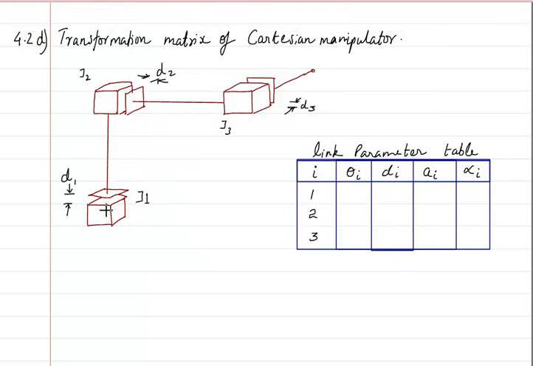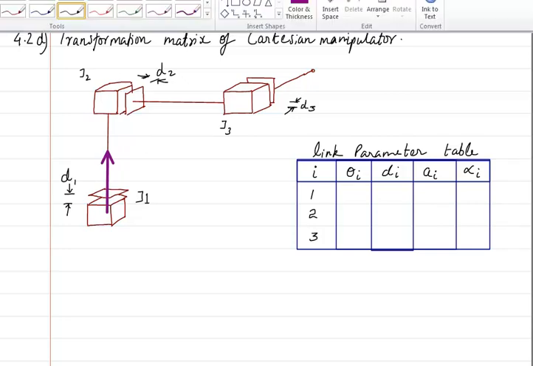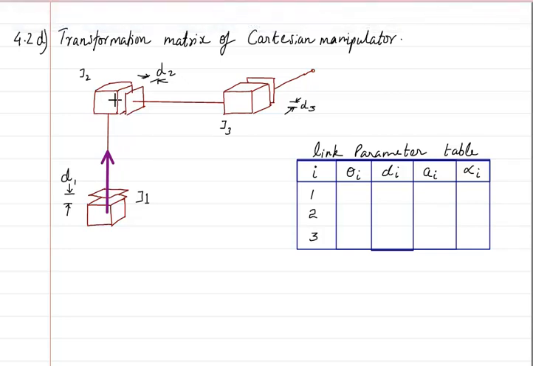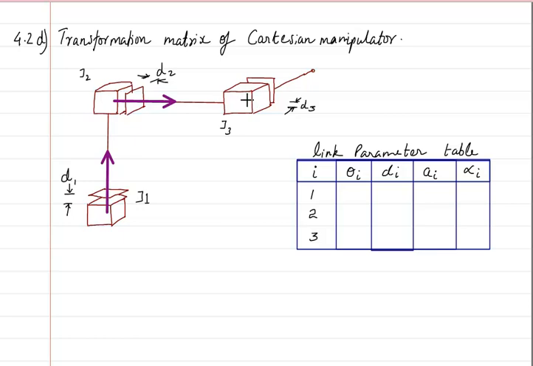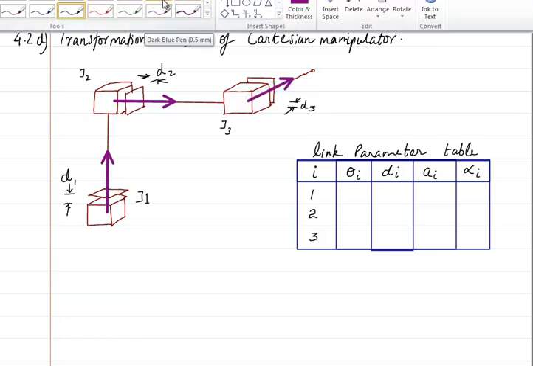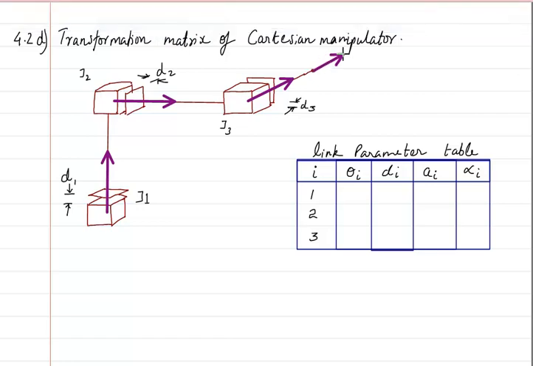So for the J1 joint, the axis can be drawn in this direction, because that is the direction in which it is moving. Whereas for the second joint, we can draw the z axis in this direction, because that is the direction in which it is translating. The third one, I have to draw from the back going inside the page. Let me draw from here, it is going inside. And then the last one is where the end effector might come, so there I will draw the last z axis.